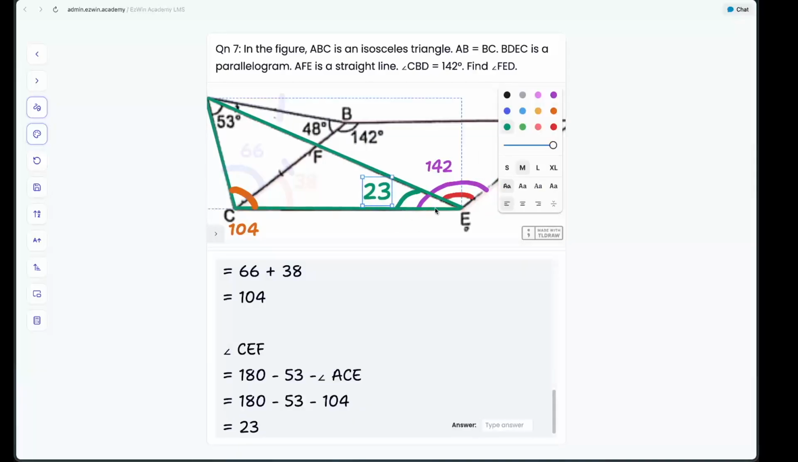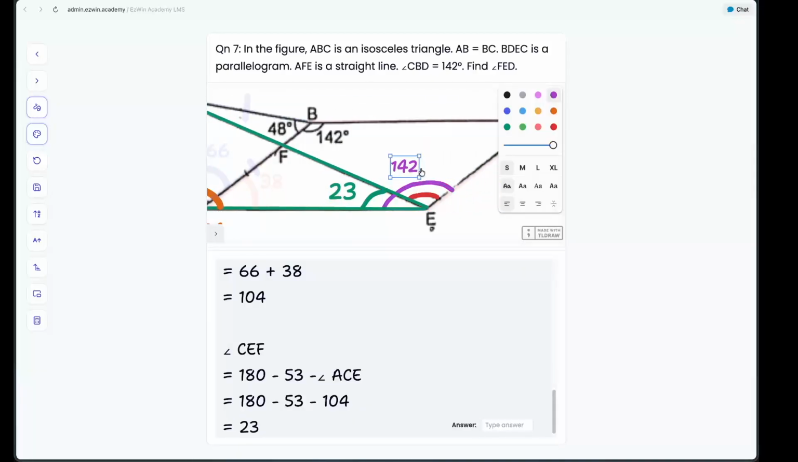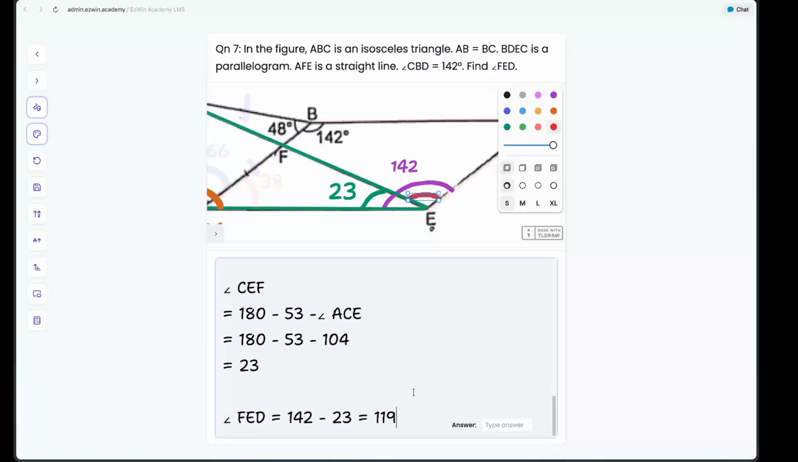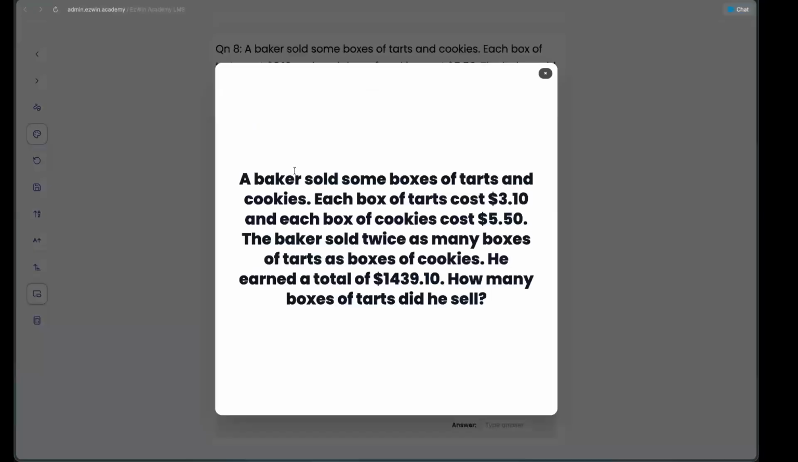Since we know this green angle over here, and we know this purple angle over here, then we can get the angle that we're looking for, which is angle FED, which in this case will be 142 minus 23, and this will give us 119 degrees. That's your answer, 119.